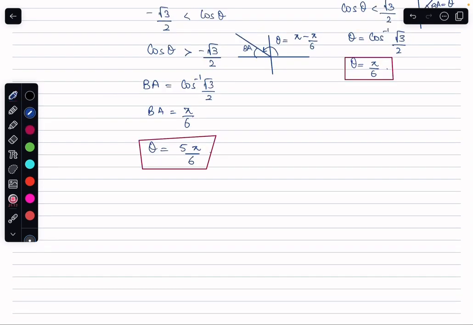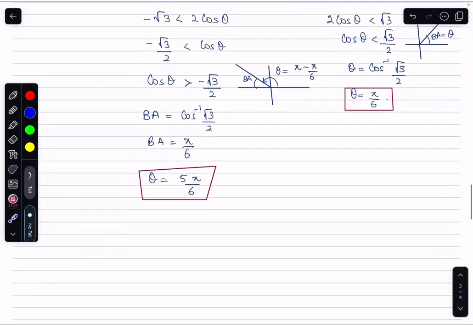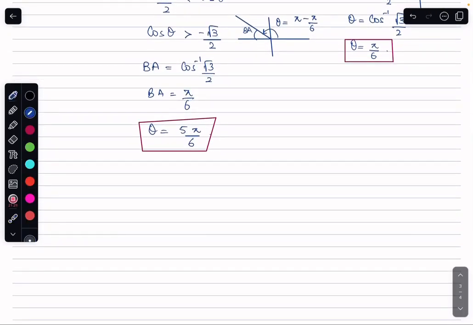As the question was asking us for the set of values of theta for the progression to be convergent, I should say that the set of values of theta has to be from pi by 6 less than theta, which is less than 5 pi by 6. So this then is going to be the final answer to this question.